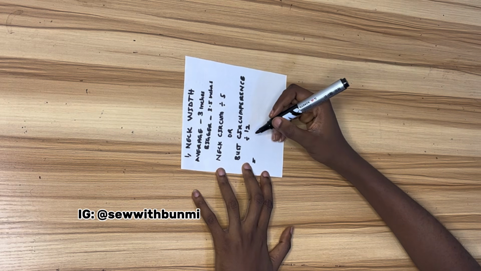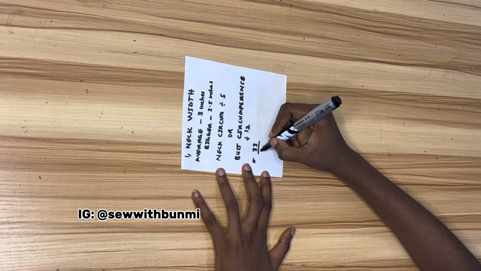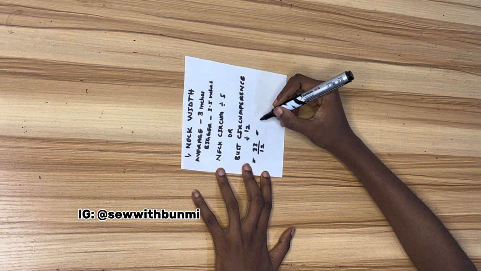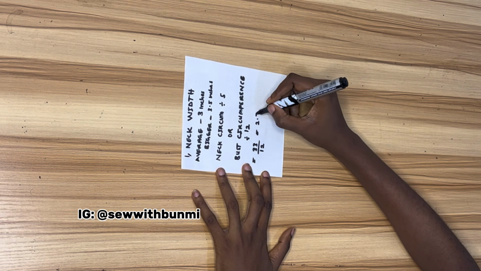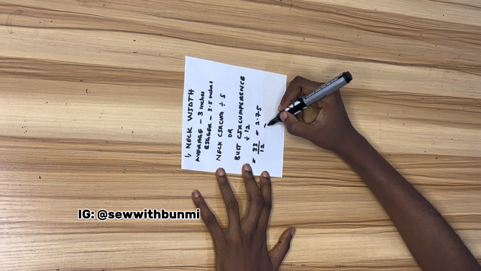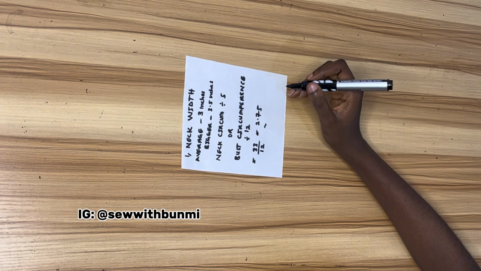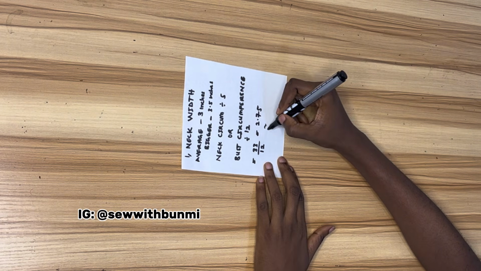Alright, so for me, my bust circumference is 33. 33 divided by 12 is 2.75. So for a standard neckline, 2.75 will work for me, or I approximate to 3 inches. I usually use 3 inches.